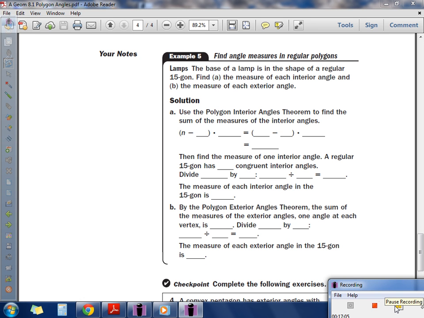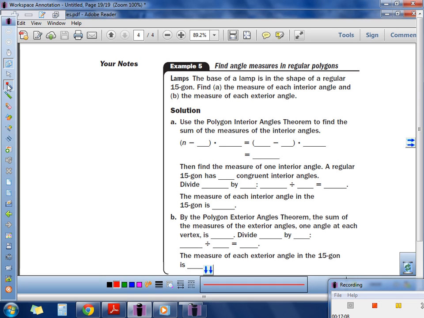All right, here's another interesting problem. On this one it says the base of a lamp is the shape of a regular 15-gon. Those are some key words. Regular 15-gon. I would underline those. Find the measure of each interior angle. So we want each interior angle, and we want each exterior angle. So you got to remember back. What does the word regular mean? All angles are the same, and all sides are the same. So that means it's a nice symmetrical picture.